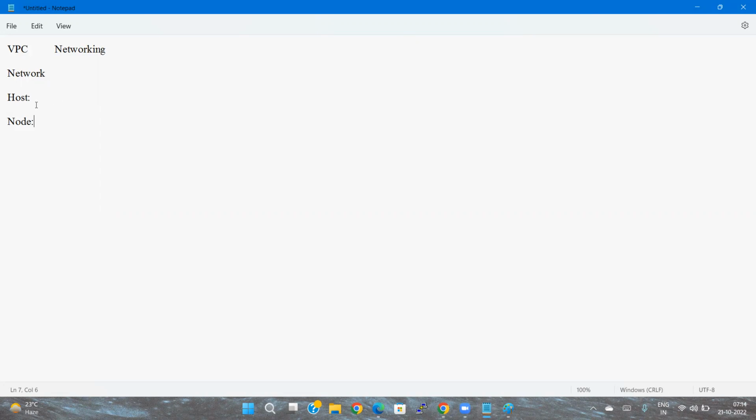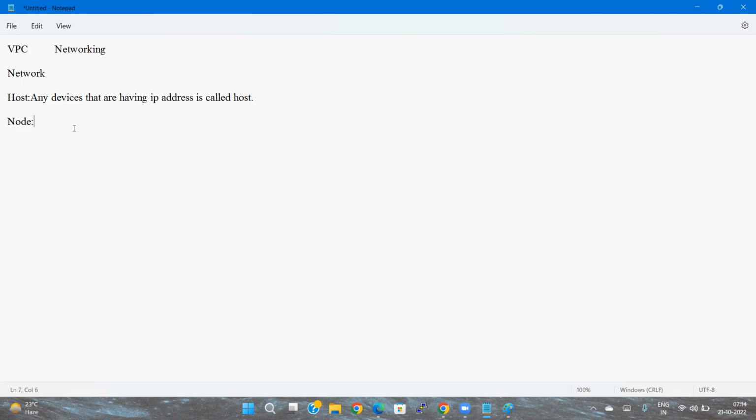So here you need to understand host and node. What is meant by host? Any device that is having an IP address is called a host. So whatever device is having an IP address is called a host. What is an IP address? We will discuss the IP address within a while. But as of now, any device that is having an IP address is called a host.